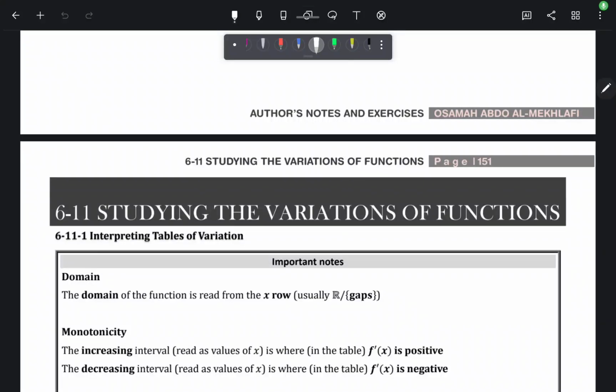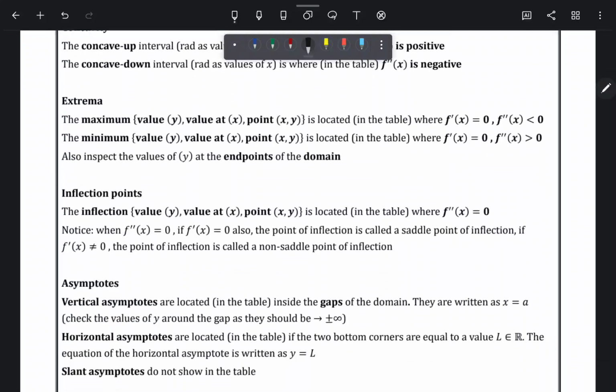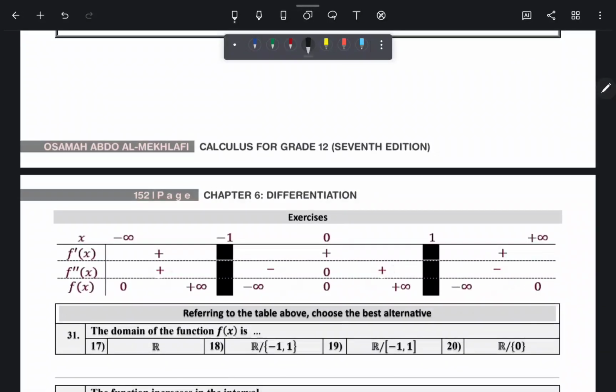Now this is lesson number 11 in differentiation, which is studying the variations of functions. We are used to functions being written like this, for example, f of x equals (3x plus 2) over (x minus 5). But in this lesson we will see that sometimes they will give me functions in a different way. How exactly? They will give you functions like this.